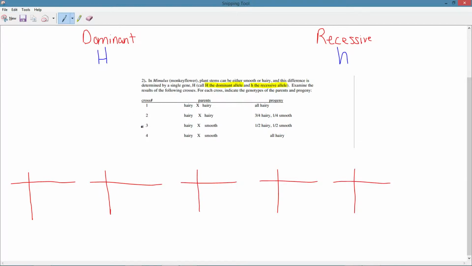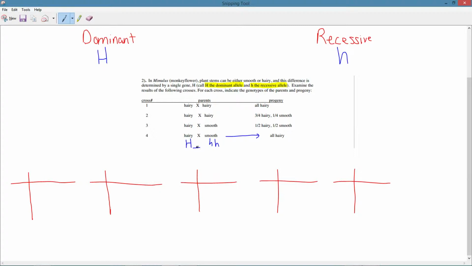Now, if we look at cross 3 and 4, it has hairy times smooth, hairy times smooth. In cross 3, hairy times smooth gives you 1/2 hairy and 1/2 smooth. So you really can't tell which one is dominant and which one is recessive in this cross. Therefore, you have to find a cross involving both traits that gives you one single ratio. If we look at number 4, hairy times smooth will give you 1 trait, all hairy. Therefore, you know that hairy is the dominant allele. Therefore, for this one, you know that would be uppercase H and lowercase h.